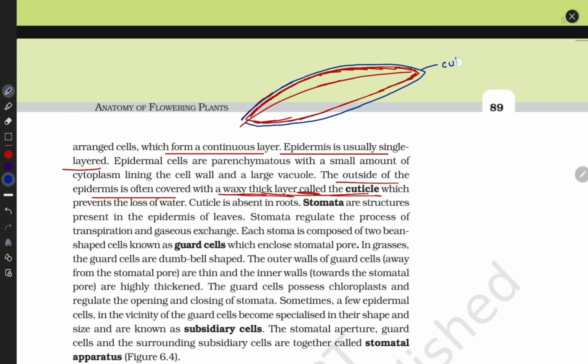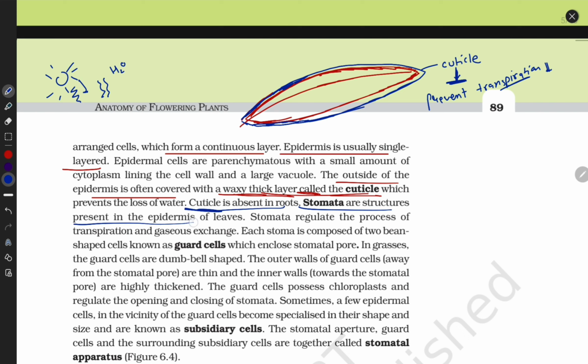They protect, what do they prevent? They prevent transpiration. Transpiration means water loss. When sunlight is very high, plants evaporate their water into the atmosphere. But if they are covered with a waxy layer, the transpiration rate is a little bit less. But the cuticle is absent in roots.